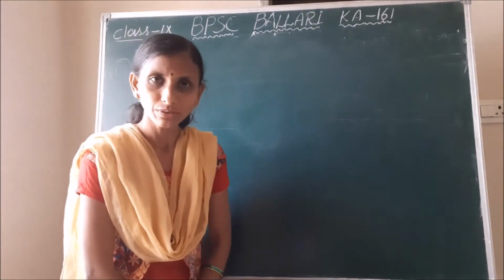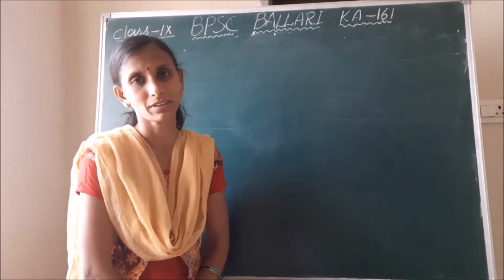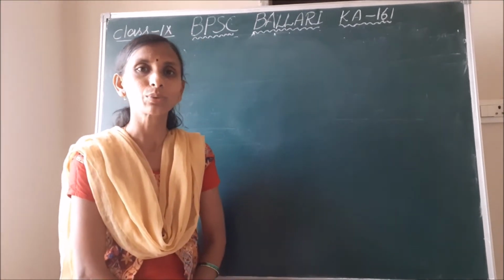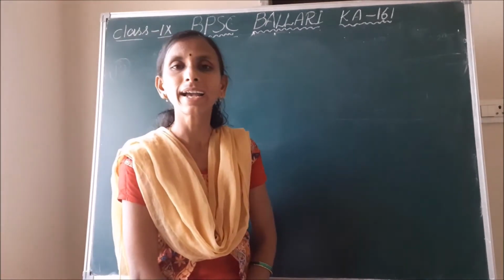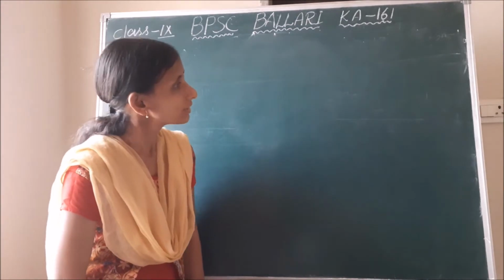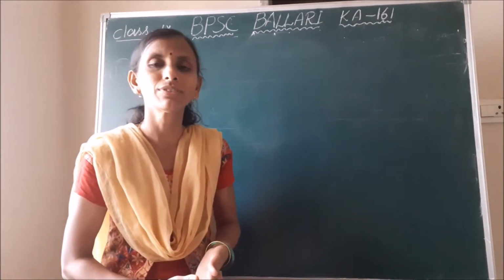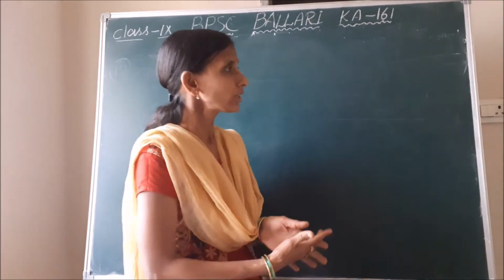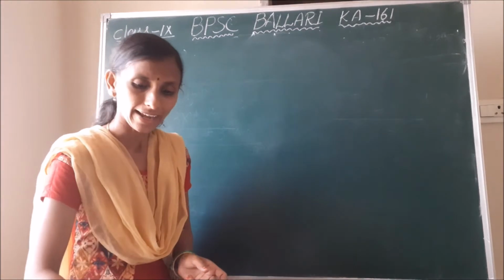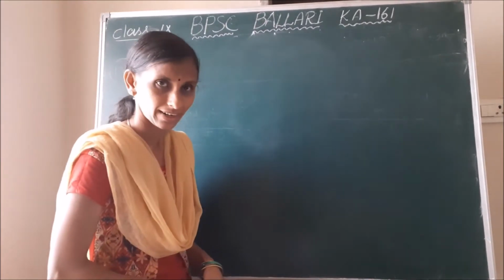Now we are going to start a new branch of mathematics, that is trigonometry. Trigonometry is a branch of mathematics which deals with the measurement of sides and angles of a triangle. In this we will learn how to measure the sides and angles of a triangle. Here we will take a right angled triangle. You all are aware of this right angled triangle.